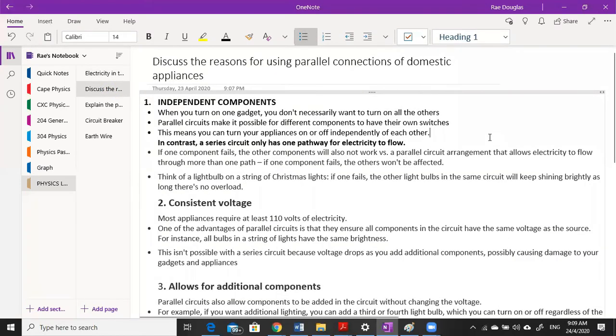Here are 4 things that I want you guys to take note of. The first one is that in a parallel connection, you can have independent components, meaning that they work independently on their own. Just like with the light bulb a while ago, when I opened the switch of one of them, the other one was able to work on its own. It does not rely on another component for it to work.